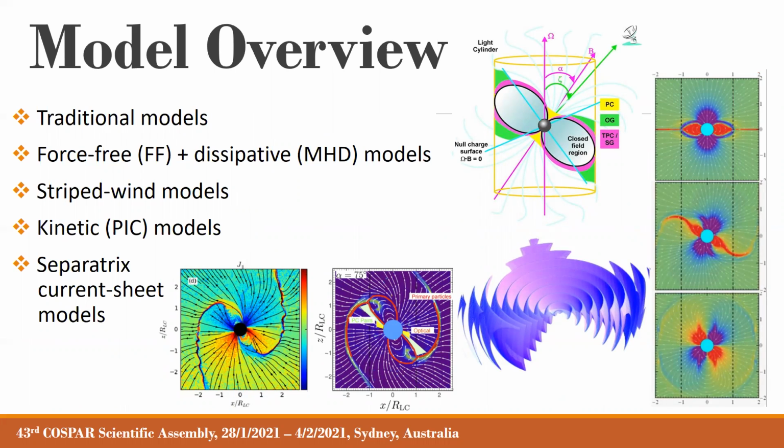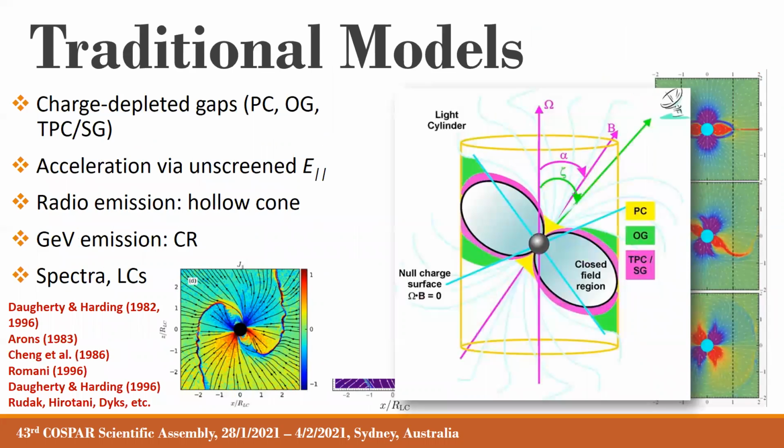Now let me give a model overview. I will talk about additional models, force-free and dissipative MHD models. I will touch on striped wind models, kinetic or PIC models, particle in cell, and also separatrix current sheet models. Now, traditionally, we had the polar cap, outer gap, slot gap, and the TPC two-pole caustic geometry type of models.